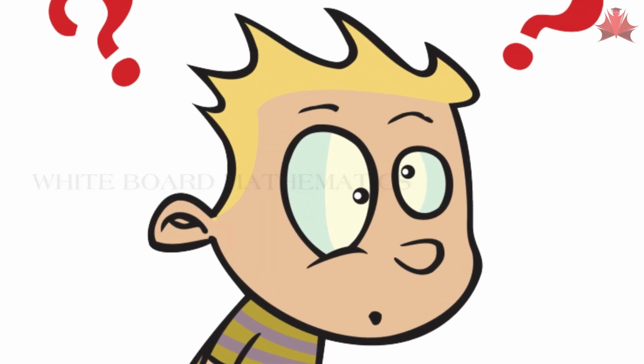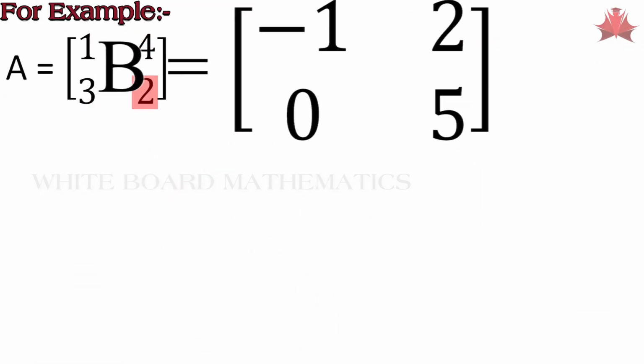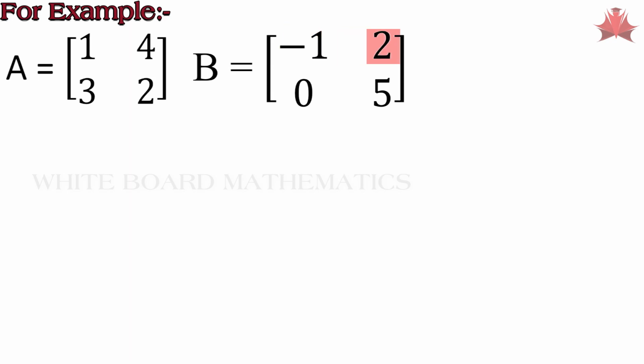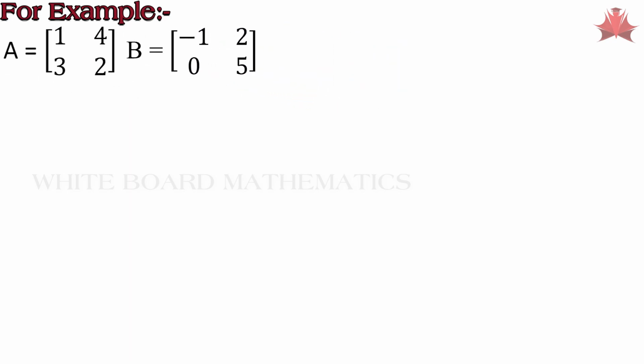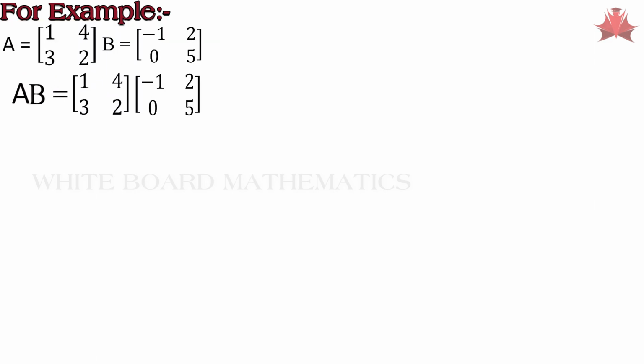To make you understand, I am going to take an example. If A is equal to 1, 4, 3, 2 and B is equal to -1, 2, 0, 5. Then we will start multiplying two matrices A and B. We need to follow a few steps.